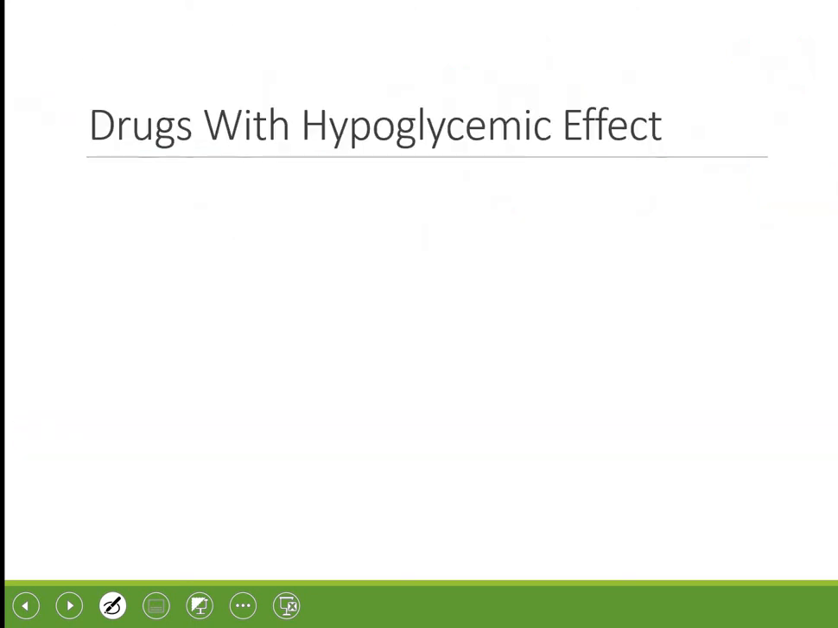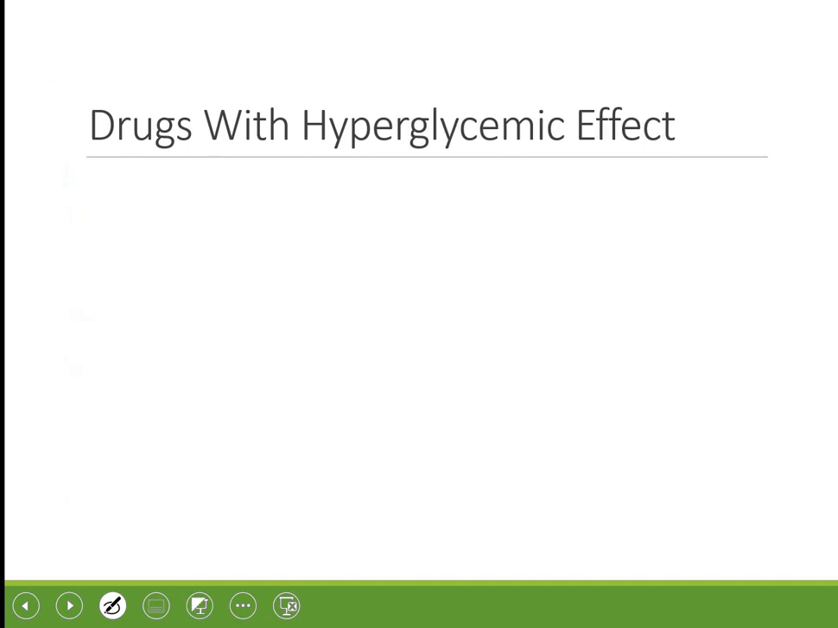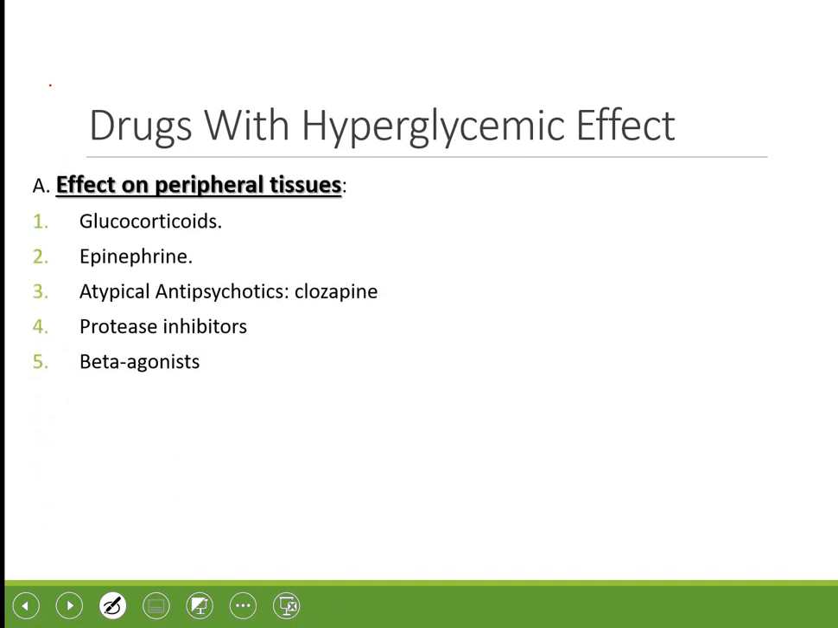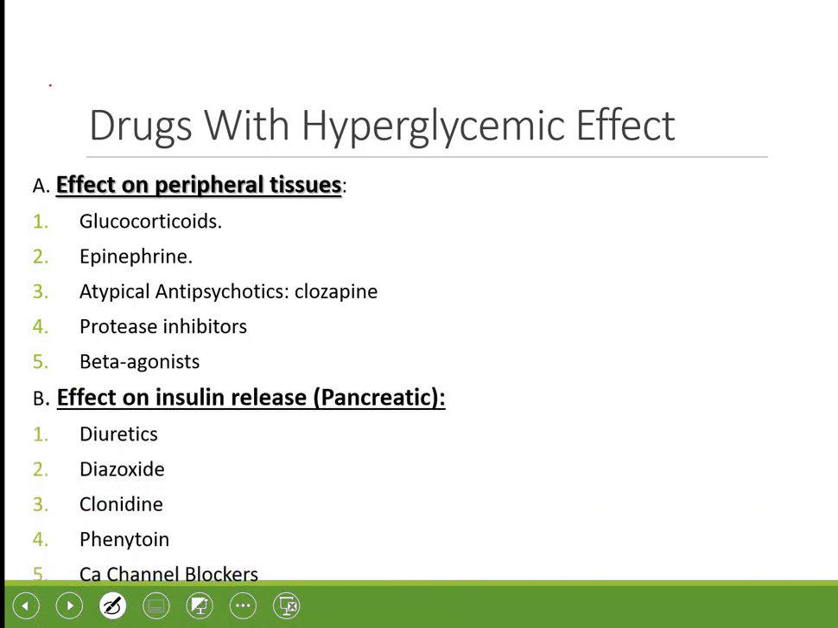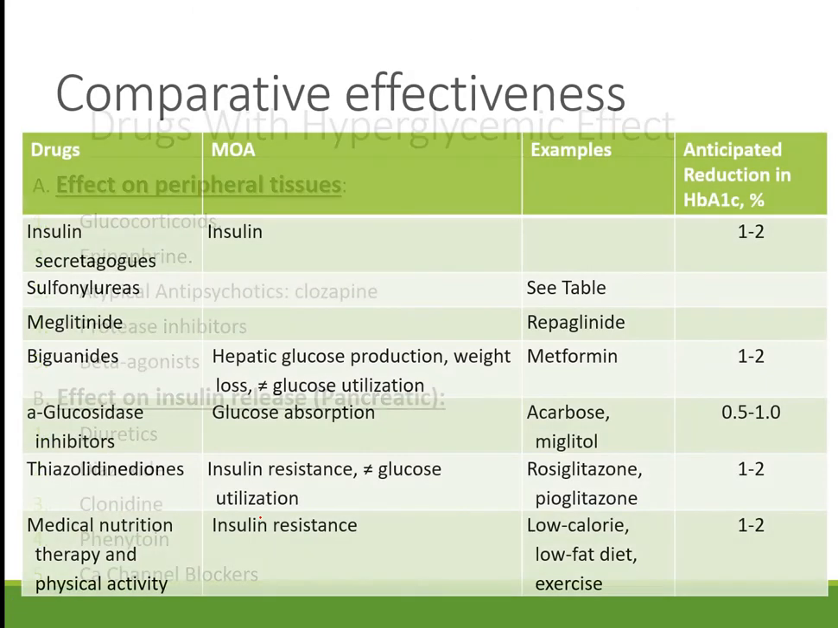So next is drugs with hypoglycemic effect. These are the drugs that, when used concomitantly with sulfonylureas, will produce hypoglycemia. And there are drugs that will produce hyperglycemia. The effects may be at the periphery, and the effects may be on insulin release, like diazoxide, which we have discussed in the previous slides. Phenytoin has also been discussed in the previous slides.